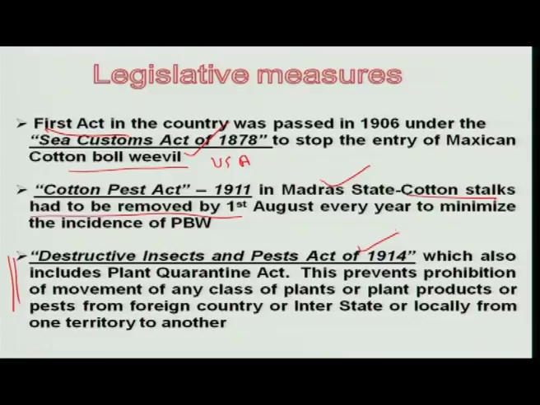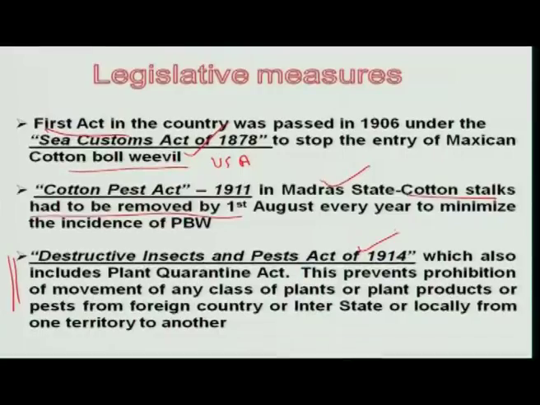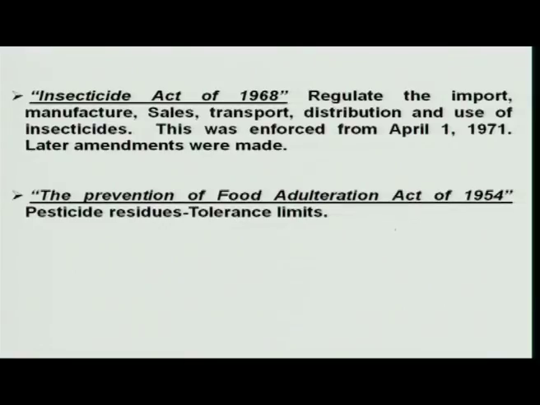This prevents the movement of plant products or plant byproducts containing insects from one foreign country to another foreign country, from one state to another state, and also from one territory to another territory. So, this is one of the major acts which was passed.